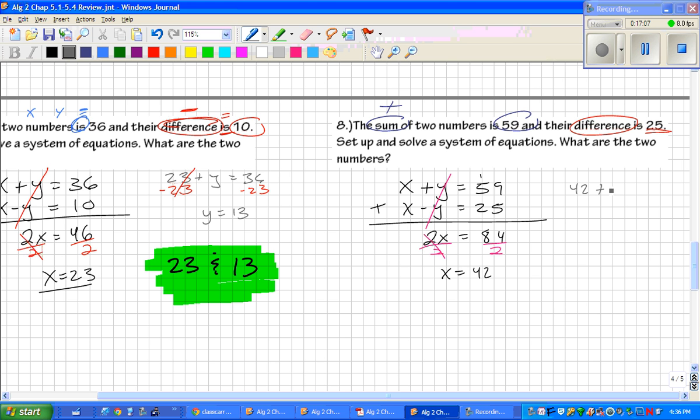We're going to plug that in for x. I'm doing the top equation because it has less negatives. Subtract by 42. And we get that y equals 17. Okay? So our two numbers for number 8, 42 and 17.